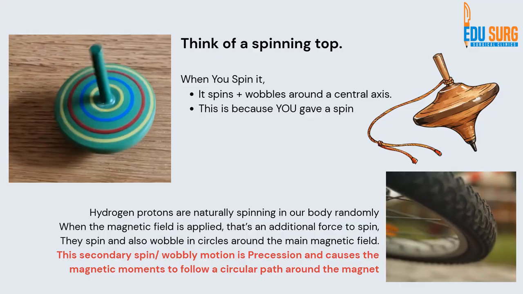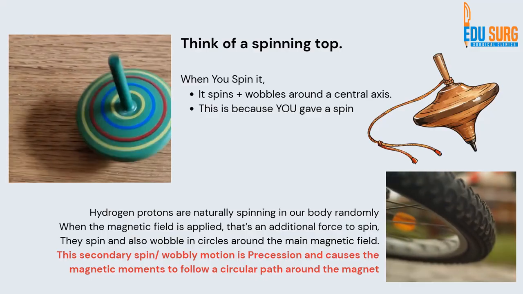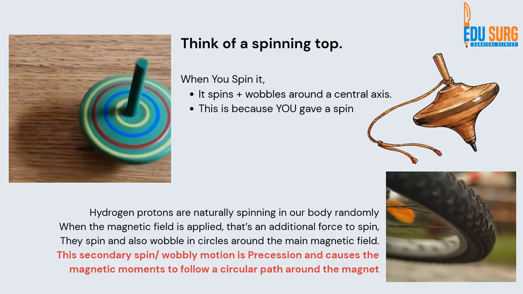Hydrogen protons are also naturally spinning in our body randomly. Now, when we apply the magnetic field, that is the M of MRI, that's an additional force to spin. Okay, and what happens is they will spin and wobble in circles around the main magnetic field. This wobbling movement is basically precession, and that causes the magnetic moments to follow a circular path around the magnet.